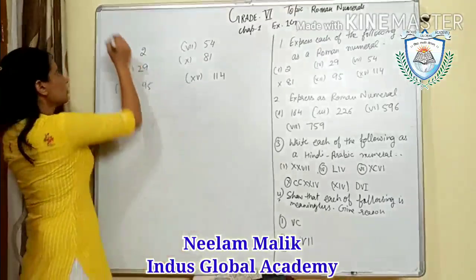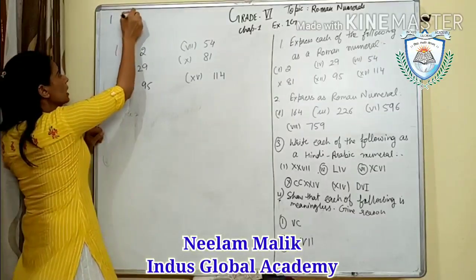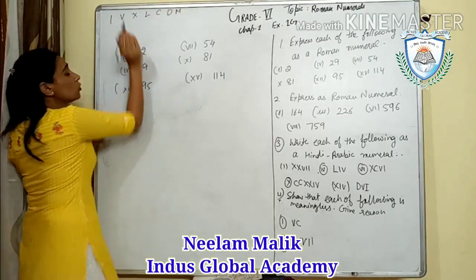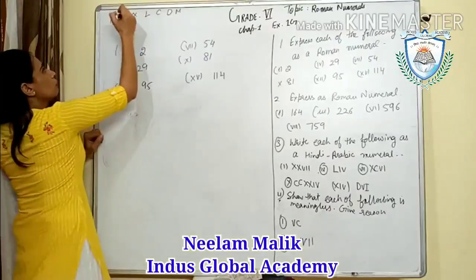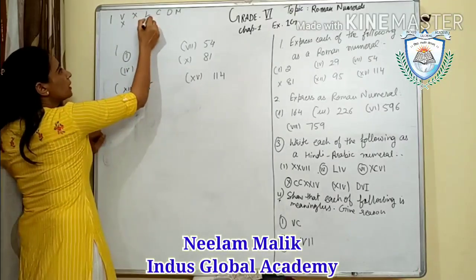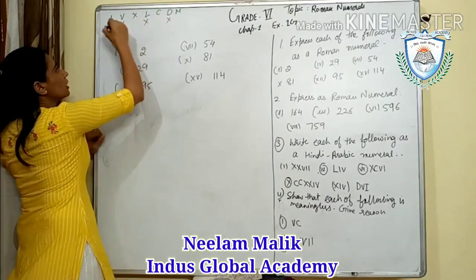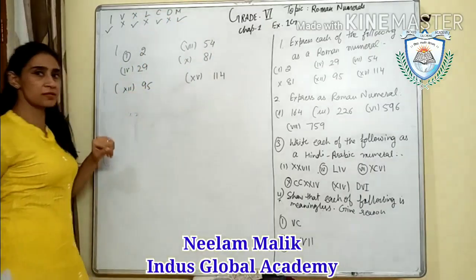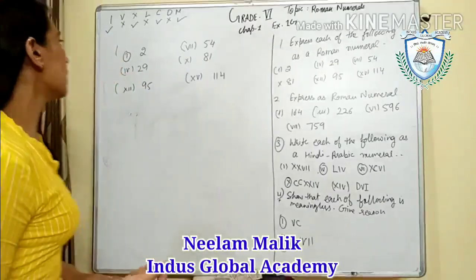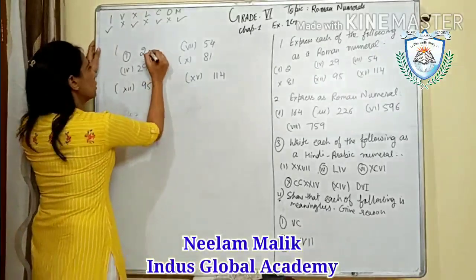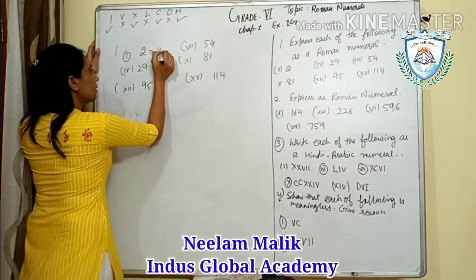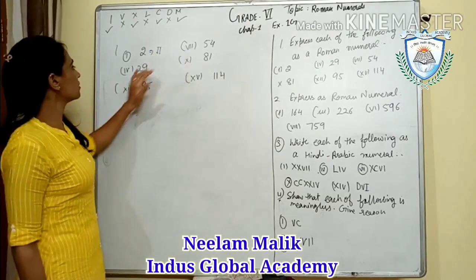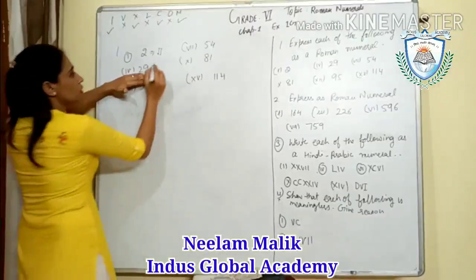So we know that I, V, X, L, C, D, M. We will use only these symbols, and we will not repeat L, we will not repeat D. We can repeat I, X, C, M. Okay, so first we have to write 2. 2 means I I. Yes, we can repeat I. So that is 2.